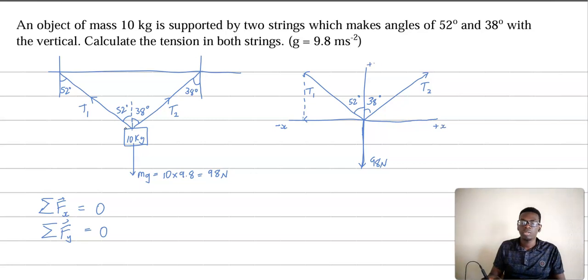Over here we have plus y, and below we have minus y. So the x component of T1 points to the negative x direction. So if we have to write that out, the sign will be minus. How about the magnitude? We can make use of the trigonometrical ratios.